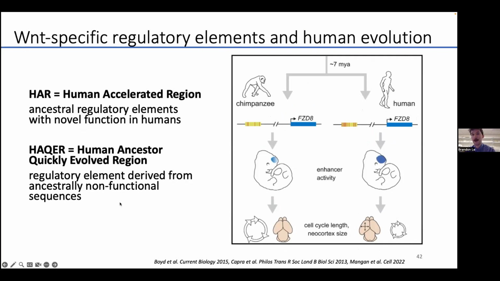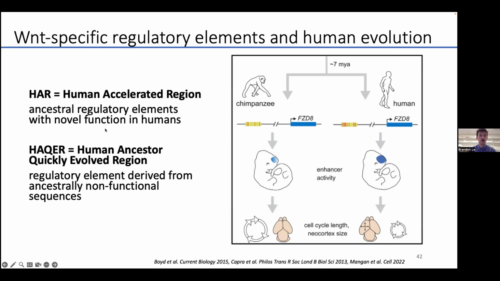Another thing that we looked at that we thought was really cool is that we can look at all of these genetically regulated chromatin regions and overlay them with various genomic annotations. One thing we looked at were regions of the genome that have been identified as being part of human-specific evolution along the lineage after the divergence of chimpanzees and humans. There are two types of annotations we considered here: HARs, human accelerated regions, and HACERs, human ancestor quickly evolved regions. These are distinct but similar annotations.